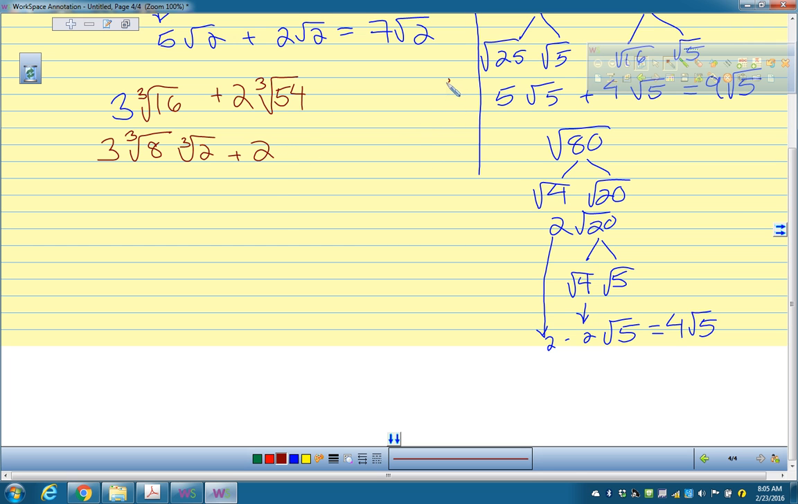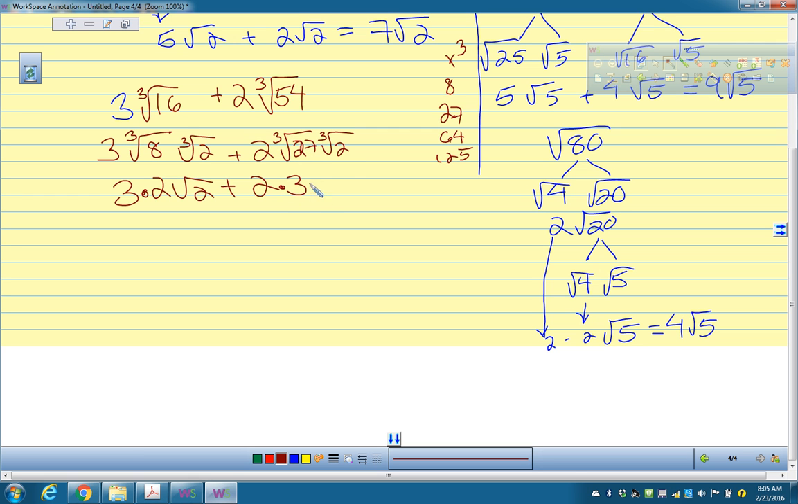Perfect cubes are 8, 27, 64, 125. Those are perfect cubes. What perfect cube is inside of 54? There's a 27 in there. So I could write that as a cube root of 27 times the cube root of 2. And then I could pull out, what's the cube root of 8? 2. So I have 3 times 2 times the cube root of 2 plus 2, what's the cube root of 27?